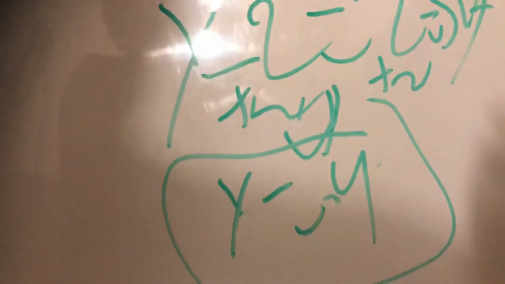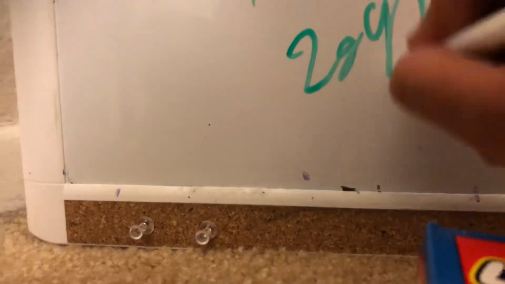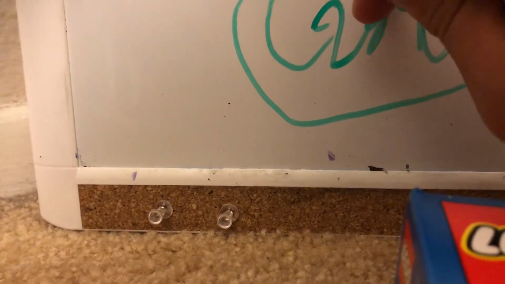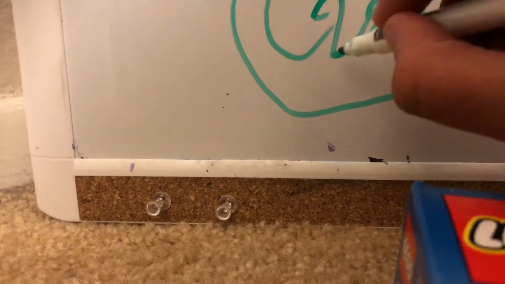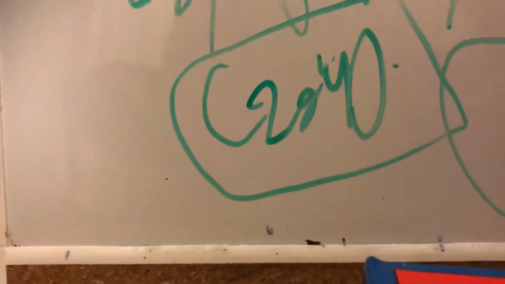So we found the answer. We're going to write the answer here: 2 and 4, because 2 was x, and 4 was y. So (2, 4). And I'm going to erase this one.